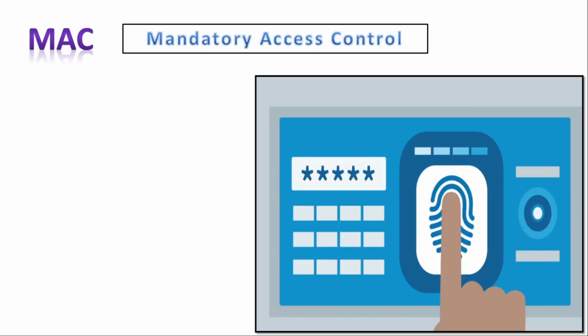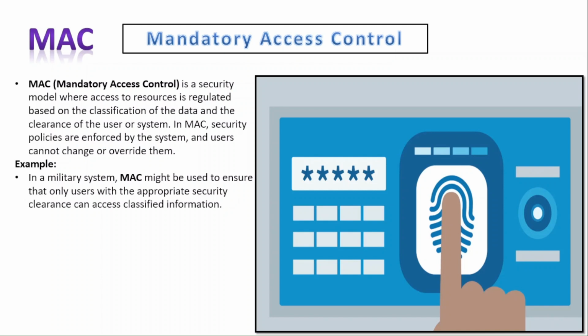MAC, that is Mandatory Access Control. So MAC, Mandatory Access Control, is a security model where access to resources is regulated based on the classification of the data and the clearance of the user or system. In MAC, security policies are enforced by the system and users cannot change or override them. Example: in a military system, MAC might be used to ensure that only users with the appropriate security clearance can access classified information.